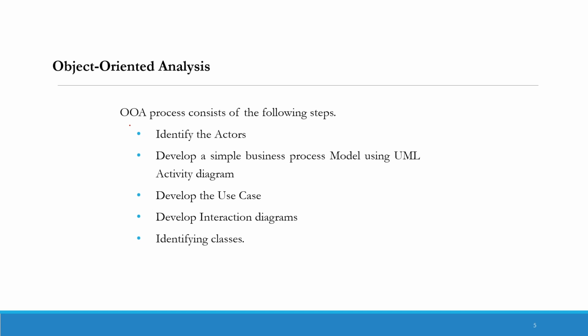The other thing, in object-oriented analysis, we are going to develop a simple business process model using an activity diagram. An activity is just a kind of process, or steps of a computational process. So we have to represent those computational processes in a diagram. We can do this in object-oriented analysis. The other thing also: develop the use case.